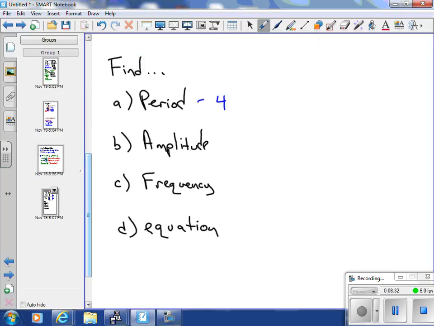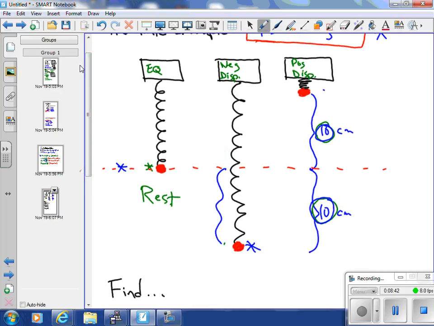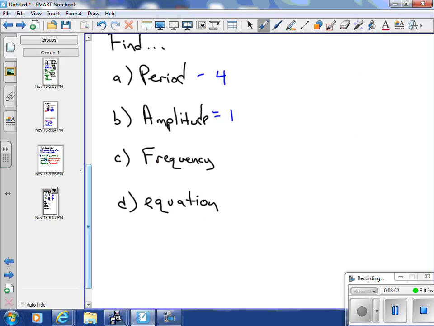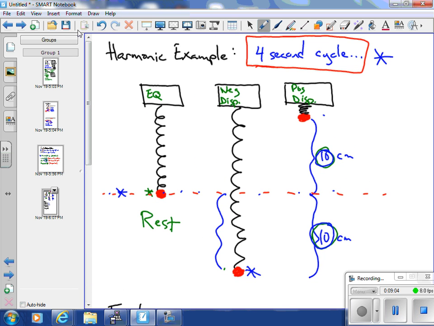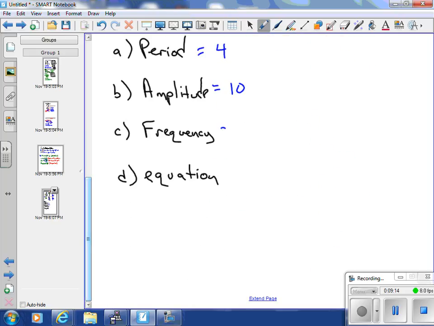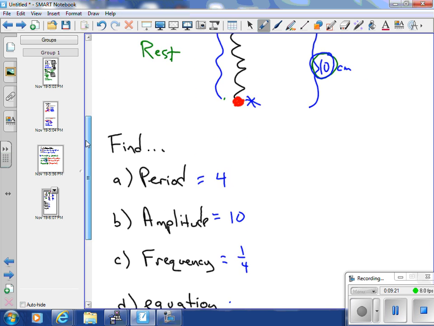So the period is going to be 4. That's exactly what the period means. How long does it take for it to complete one full cycle? The amplitude, how far does this thing shift from, if this was a graph, we have this dotted line here, how far does it go above and below that? That's our amplitude. Well, we can see that it's 10 centimeters up and down. So our amplitude is 10. What about the frequency? How many cycles does it do in a second? Well, if it takes 4 seconds for one cycle, as we see at the top here, 4 seconds for one cycle equates to 1/4 of a cycle in 1 second. And then last is our equation. What's the equation going to be?